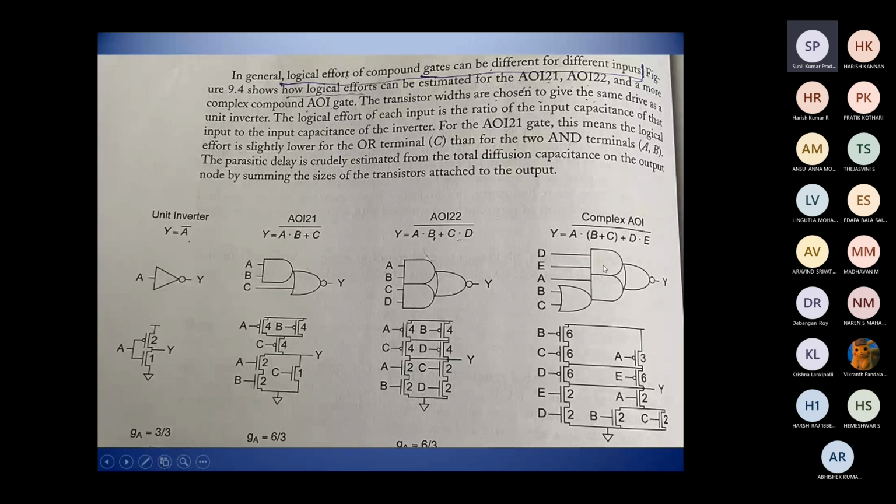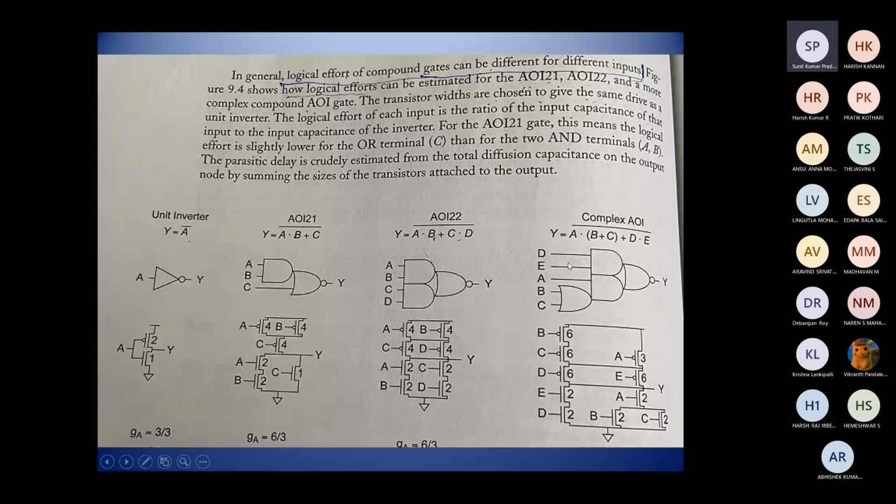Then the output of the OR gate, along with the input A, we give to the AND gate. And again, D and E inputs are given to another AND gate, and the outputs of these AND gates serve as the inputs of this NOR gate. Finally, we get A dot B plus C plus D dot E complement. So this is actually the realization of this compound gate.